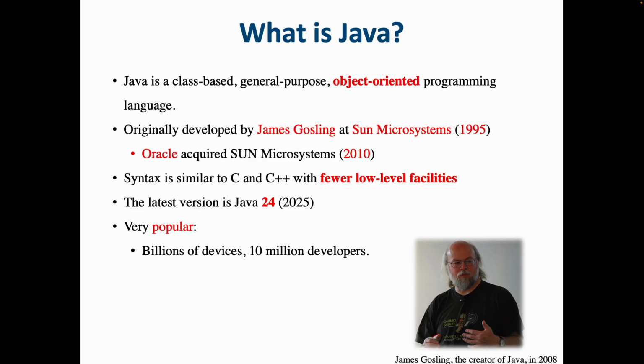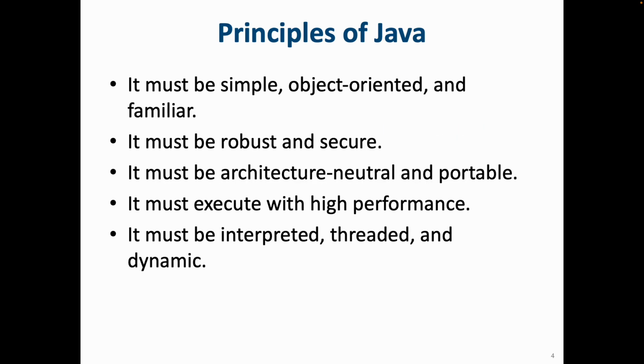It's very popular. Billions of devices and millions of developers have it. The principles of Java are: simple, object-oriented, familiar, robust, secure, architecture neutral, portable, high performance, interpreted, threaded, and dynamic. Just to give an example, why should it be architecture neutral? Well, this is one good feature of Java. You don't need to compile Java code differently for, say, Linux or so on. It is actually an architecture neutral model.